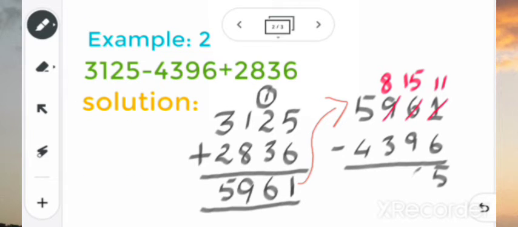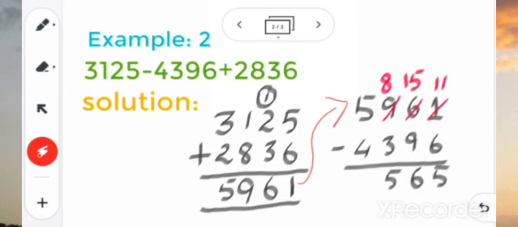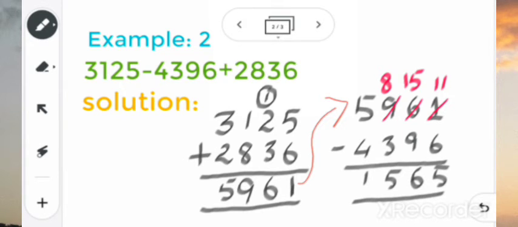6. Now we have here 8 and 3. 8 minus 3, it will be 5. And here we have 5 and 4. 5 minus 4, it will be 1. So the answer is now 1565. This is the answer.